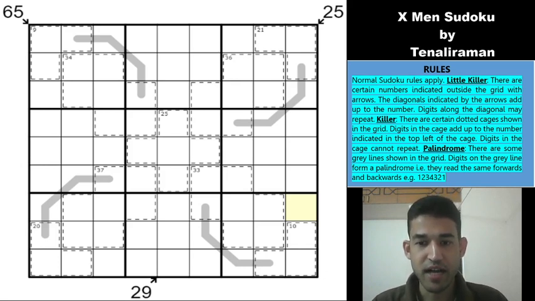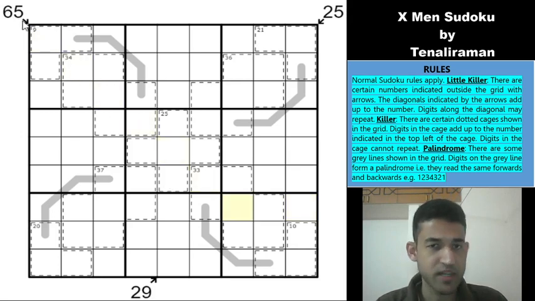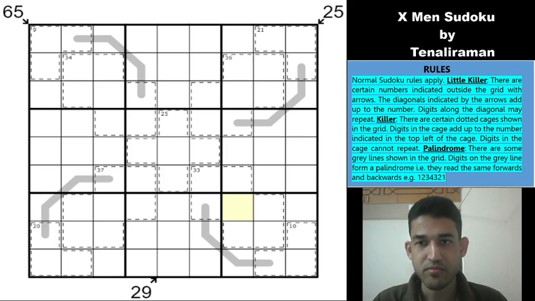The rules are: classic rules apply. Each row, each column and each 3x3 box will have digits from 1 to 9 without any repetition, and little killer rules apply. So you can see that there are some clues given outside the grid with small arrows pointing towards the grid. The sum of the digits in the direction indicated by the arrow will be equal to the clue. Digits may repeat in the direction of the arrow provided they do not violate classic rules or other rules.